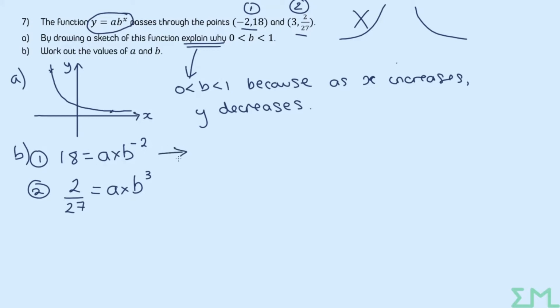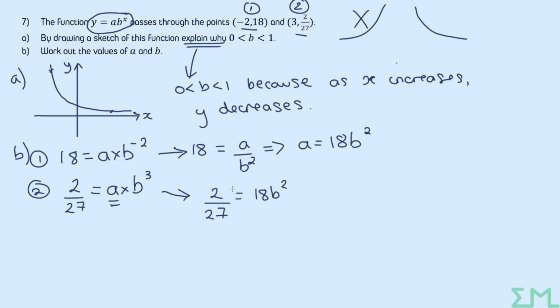So if we take this first equation, so consider that that's 18 equals a over b squared, if we just dealt with that negative power, negative 2 there, then actually that's quite easy to rearrange to make a the subject, because we just need to bring the b squared up to the other side, so a equals 18b squared, and that's ready then to substitute into equation 2. So we just draw a little arrow here. So if we put that into equation 2, we're going to have 2 over 27 equals a is now 18b squared, so we've replaced the a here, times b cubed.